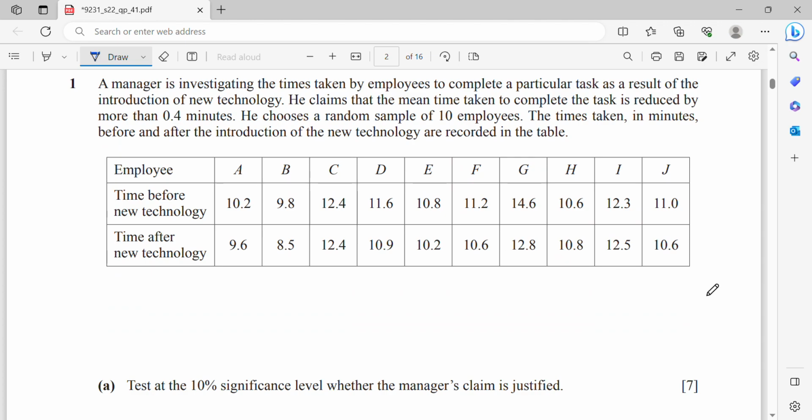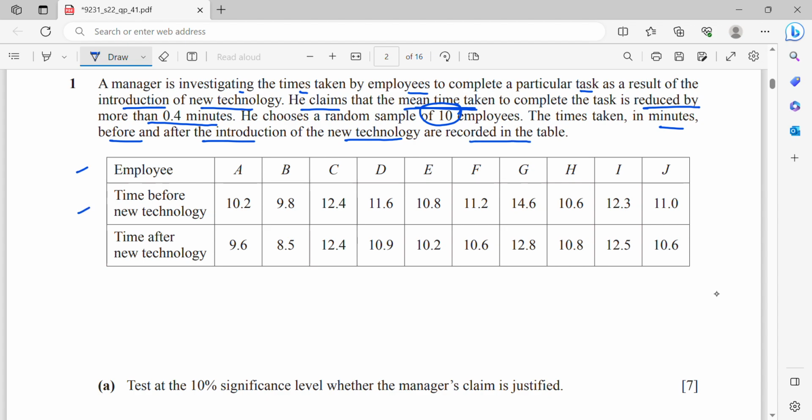Now, question number 1. A manager is investigating the times taken by employees to complete a particular task as a result of the introduction of new technology. He claims that the mean time taken to complete the task is reduced by more than 0.4 minutes. He chooses a random sample of 10 employees, and the times taken in minutes before and after the introduction of new technology are recorded in the table.